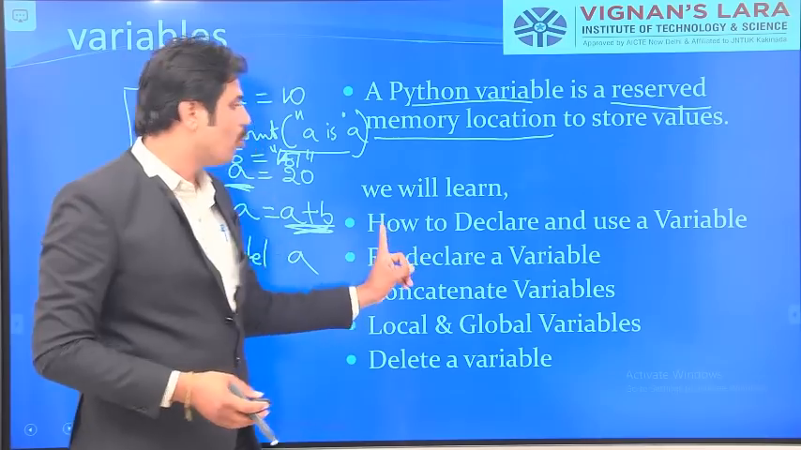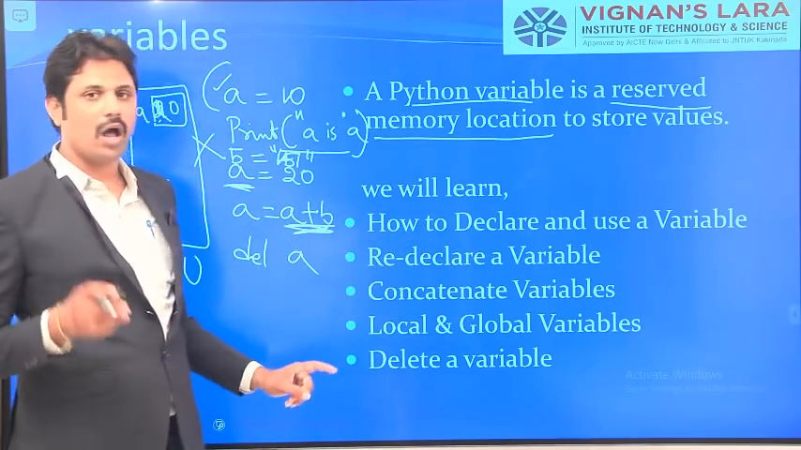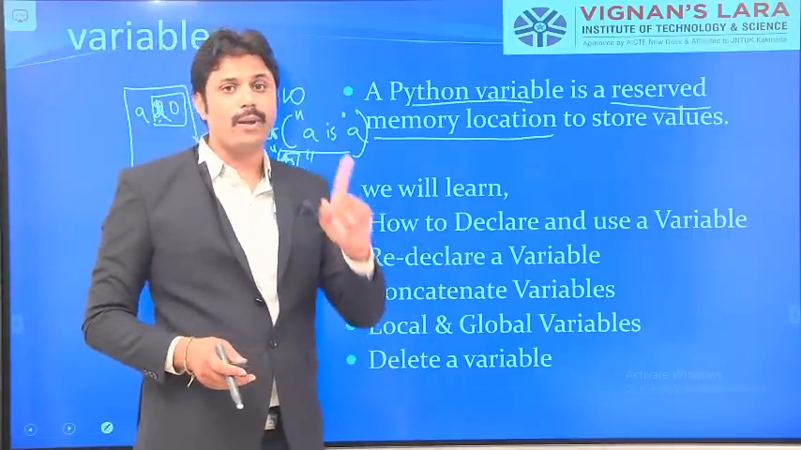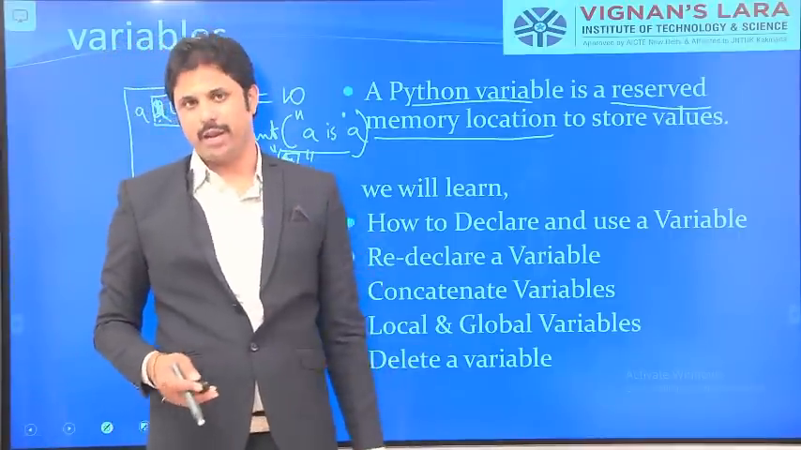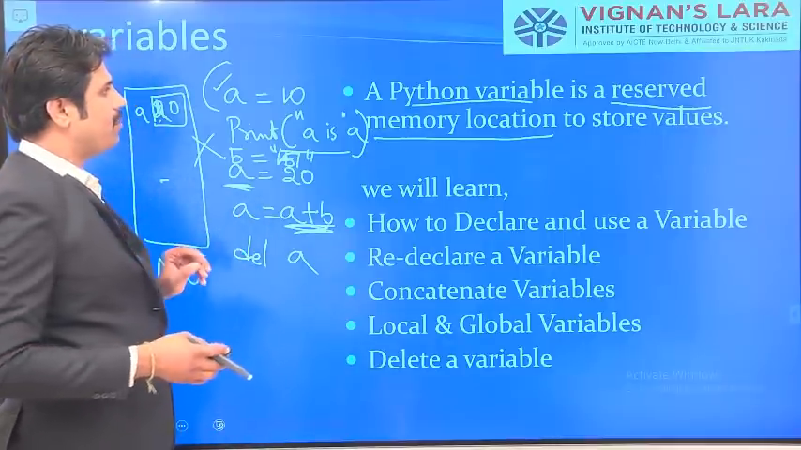So how to declare a variable? We have seen that, redeclaration also seen, and concatenation seen, and local and global variables we will see, and deleting a variable. So this is the basics of variable.